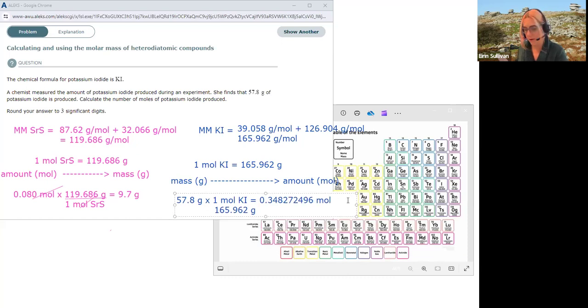of potassium iodide. So we've got 3 sig figs here, and we're dividing, so we're going to go to the weakest link, which is going to be 3, like so. All right, that will do.